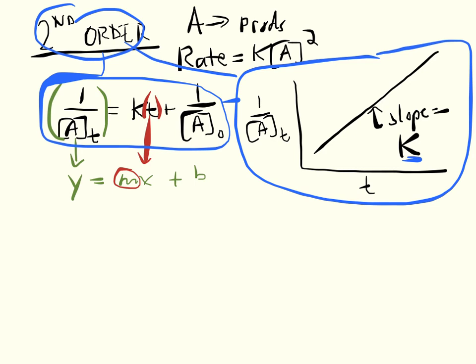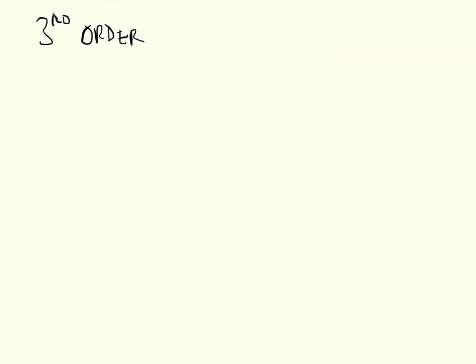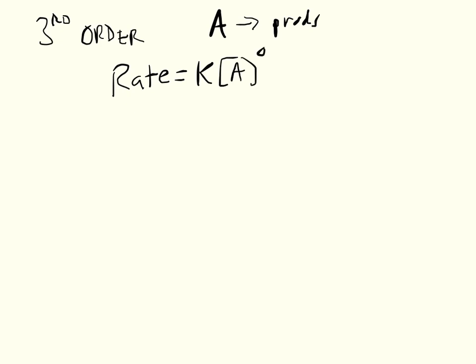You know that a graph like this is for a second order reaction and the slope of the line is K. The last one we need to know is a zero order reaction. So an example of this would be, for A turning into products, rate equals K times A to the 0. Well, we know anything to the 0 is 1, so this is really just rate equals K.